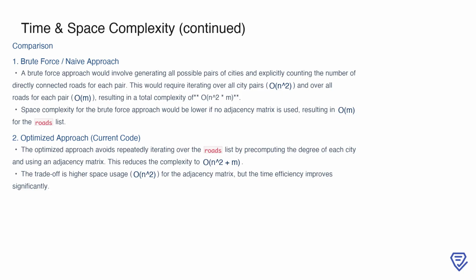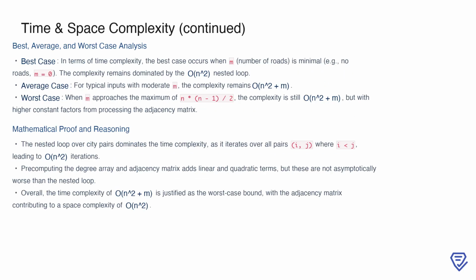However, this optimization comes with a trade-off. The space complexity increases from O(m) in the brute force method, which only stores the roads list, to O(n²) in the optimized approach due to the adjacency matrix. This demonstrates how the current solution significantly improves time efficiency at the expense of higher space usage. Finally, let's analyze the best, average, and worst-case scenarios for this algorithm.